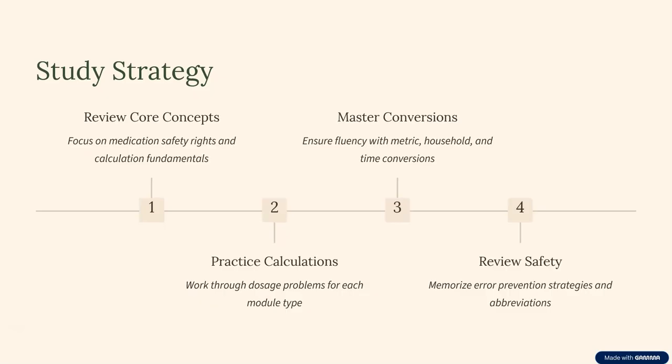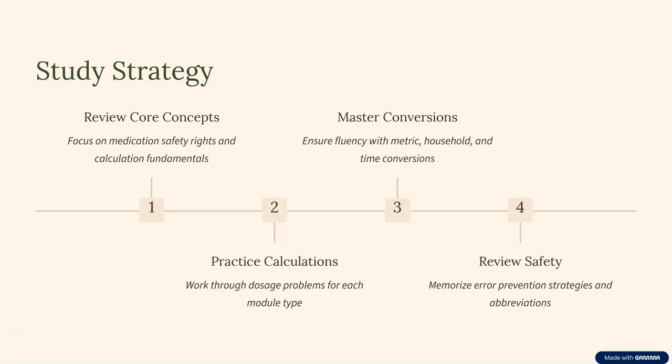So that was a quick review of your 5 modules in NUR 150. I really appreciate your time and attention. Let's talk about some study strategies. You want to go back and review your core concepts. Okay? You need to do your safety fundamentals, calculation fundamentals, and remember your steps. Do practice calculations, work through dosage problems for each module type. Make sure you master those conversions.